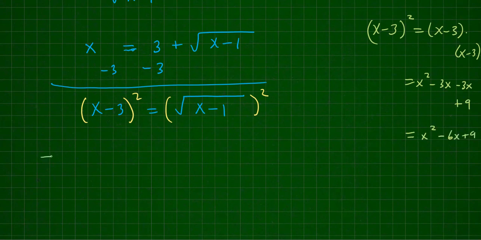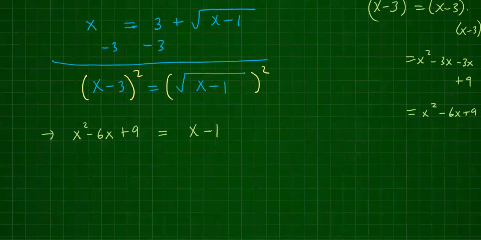So that's what we're going to replace here. So when you expand x minus 3 squared, you get x squared minus 6x plus 9. And on the right-hand side, it's nice. We get to get rid of the radical. We get x minus 1. Oh, that's wonderful. So now set it equal to 0 and start solving for x.